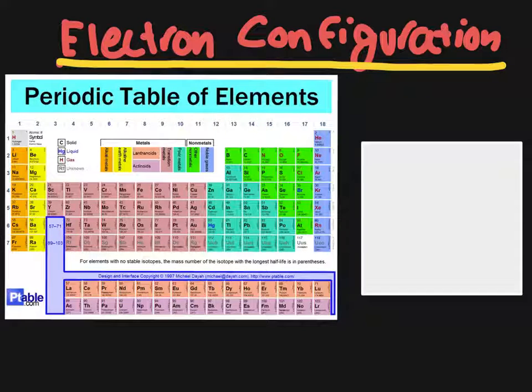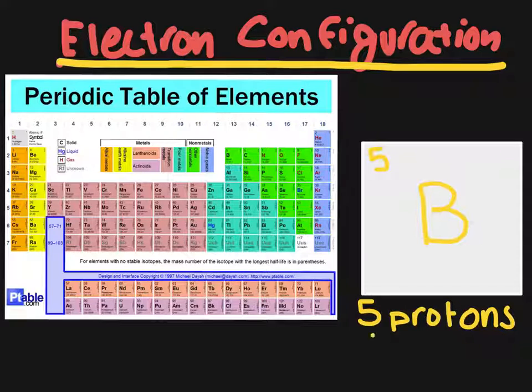So let's just pick a random element here. Let's do boron first. Boron's atomic number is 5. What does that tell us? Its atomic number tells us how many protons there are. So that means we have 5 protons. Well, the goal of an atom is to be stable. So if it has 5 protons, it must have 5 electrons. Okay? So that's how we figure out the number of electrons for each element. It equals the atomic number, right?